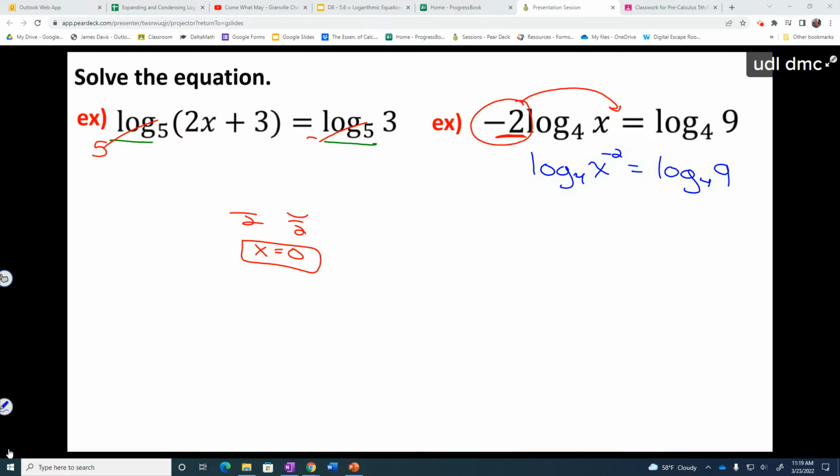So by moving it up there, we now have log 4 on both sides with nothing else. We got what we're looking for. Now we can set the insides equal to each other. Now we just say x to the -2 equals 9.